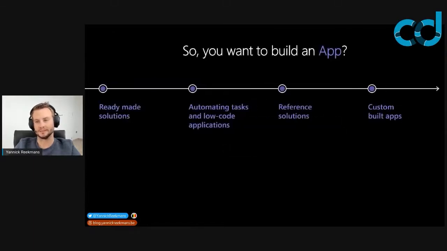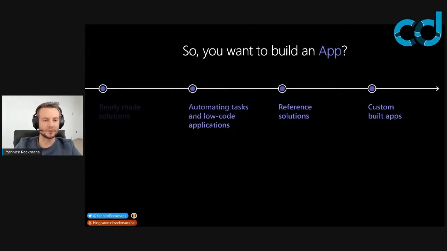So you want to build an application, or specifically, you want to build an application for Microsoft Teams. You've got 4 options. First of all, the ready-made solutions. Those are the applications that are already available within Microsoft Teams store. So you've got the store, you've got the applications that are put there by Microsoft and by other third-party application developers, and you just use them. But for the purpose of a session about how to build your own applications, it's not very interesting to discuss this. You also got a possibility to use the Power Platform to automate tasks and low-code applications.